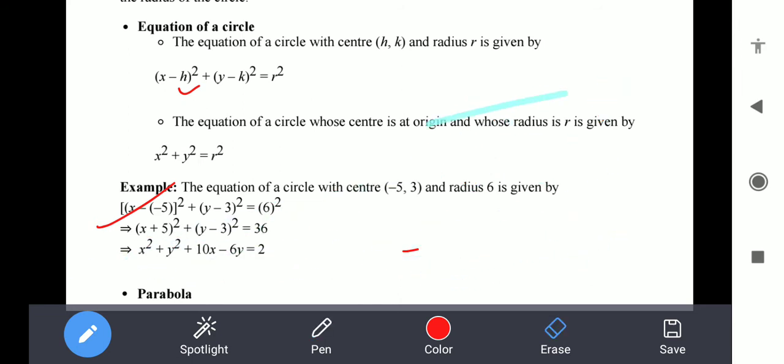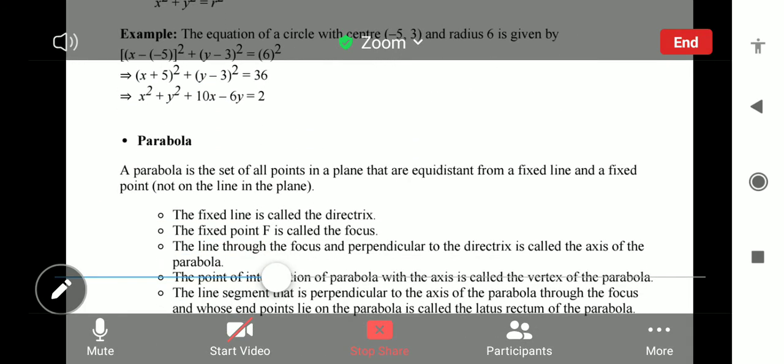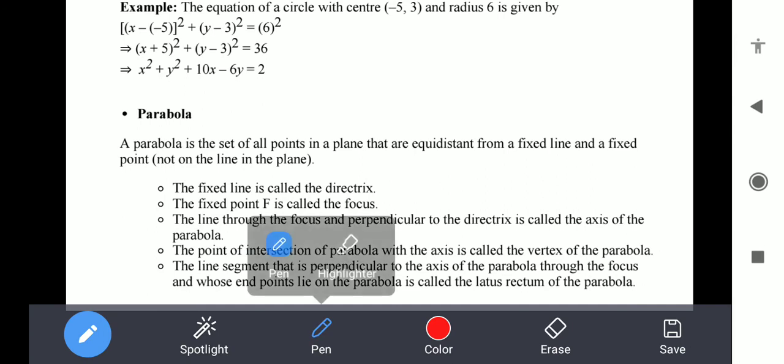The second shape is the parabola. A parabola is the set of all points in a plane that are equidistant from a fixed line and a fixed point, not on the line, in the plane. The fixed point does not lie on the fixed line.